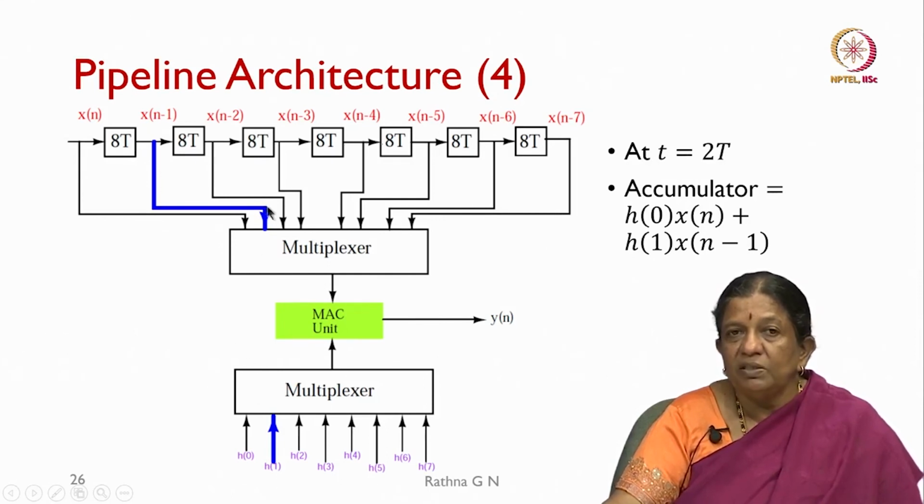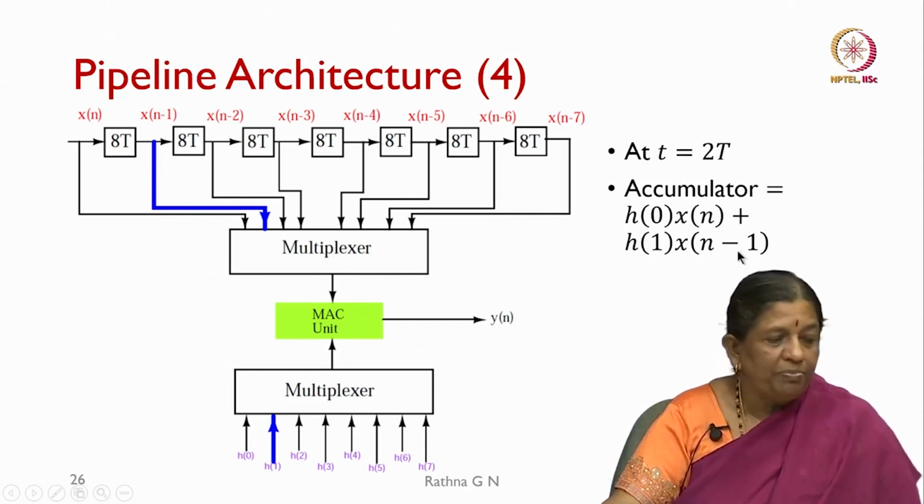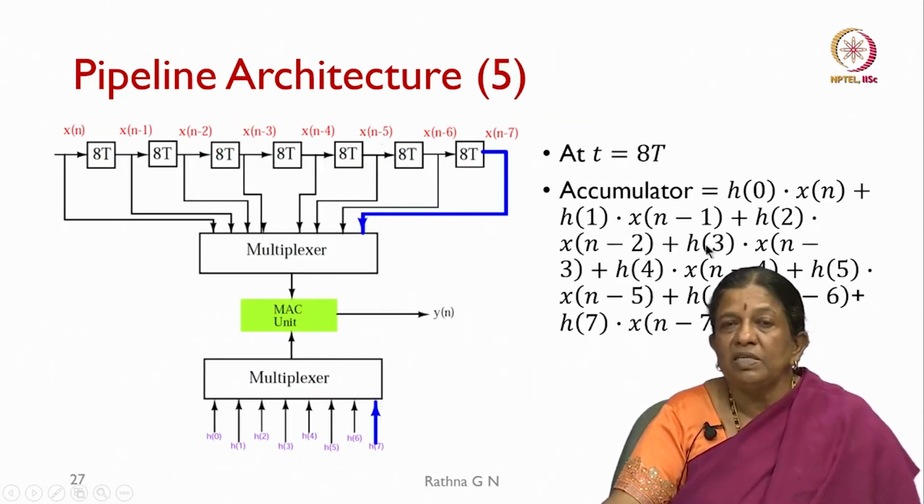So, that is how the samples have been chosen by these multiplexers which are fed to the MAC unit. Then you will be getting the output. This is the second clock cycle: h of 0 into x of n in the previous one, now h of 1 into x of n minus 1 is going to happen.